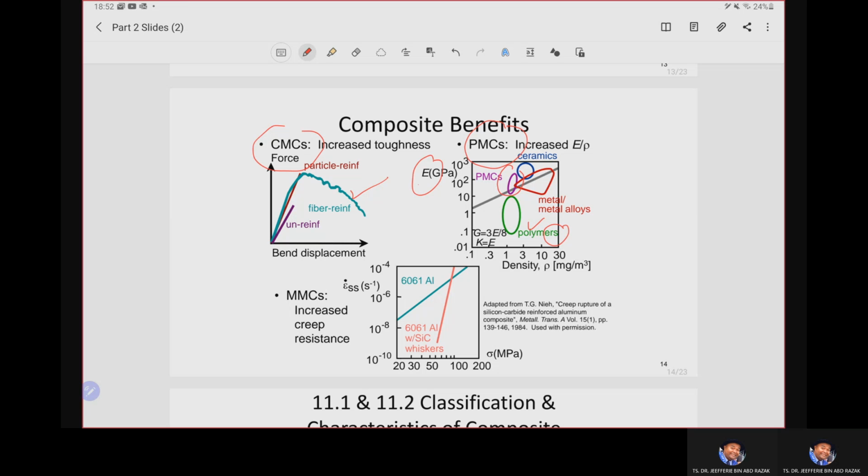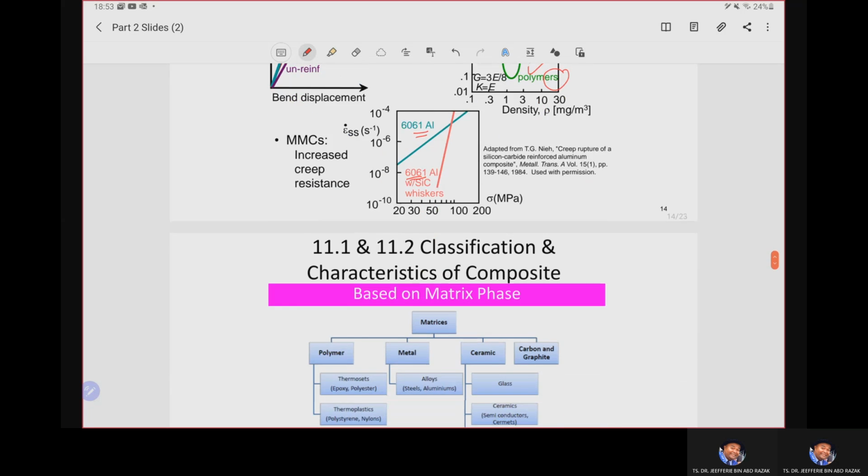But for the metal matrix composite, you can see here the presence of a disperse phase in a metal composite increases the strength at higher temperature. So this is a comparison between 6061 aluminium and 6061 aluminium reinforced with silicon carbide whiskers. You can compare here the plain aluminum alloy with the MMC having the SiC whiskers. So here we can say that the purpose of having composites is at least to improve the properties of the original material, in this case the ceramics, polymers, and metals.